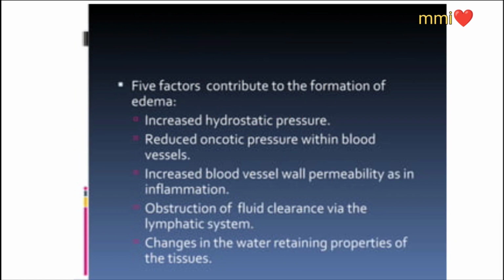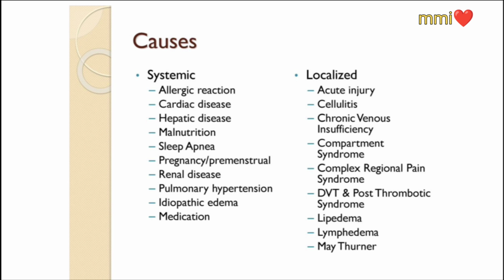Next is the water retaining property. You know the protein called albumin, 6 to 8 milligram per deciliter. When there is a decrease in the albumin concentration, the water cannot be held, and the change in oncotic pressure leads to the exudation of fluid to the extracellular space. Okay. Next, causes of edema, systemic and localized. Systemic are allergic reaction, cardiac disease, hepatic disease, malnutrition. You go through these causes.